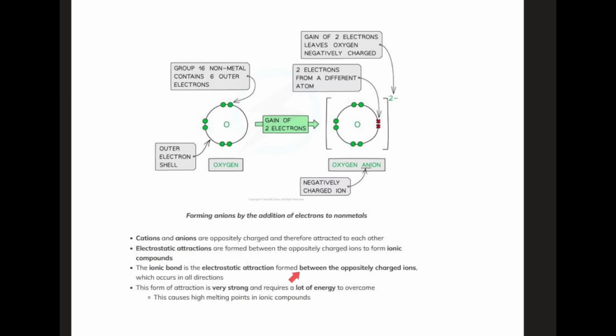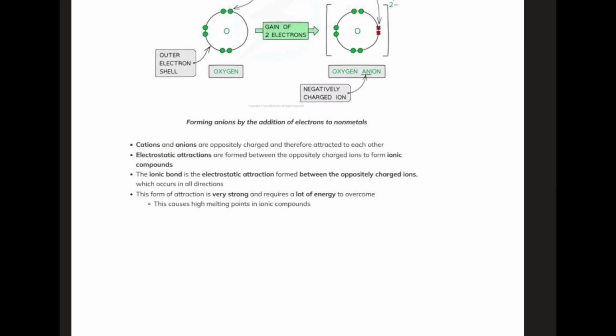The ionic bond is the electrostatic attraction formed between the oppositely charged ions, which occurs in all directions. This form of attraction is very strong and requires a lot of energy to overcome. This causes high melting points in ionic compounds. So that's why ionic compounds have high melting points, because the ionic bond is strong.